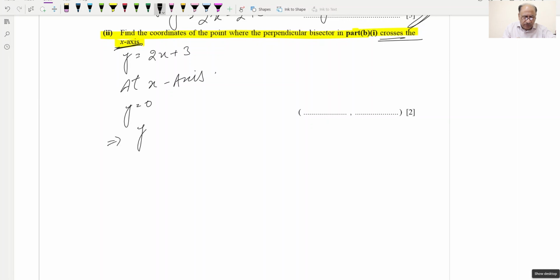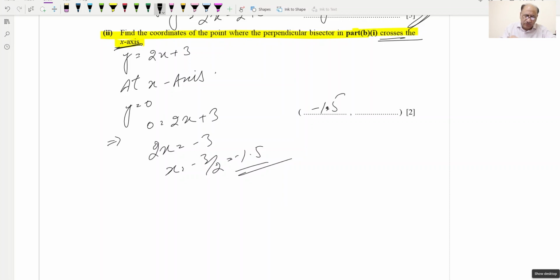So this implies 0 is equal to 2x plus 3. So 2x will be equal to minus 3. So x will be equal to minus 3 by 2, which we can write as minus 1.5. So x value will be minus 1.5 and y value will be 0, which we have taken over here. So it will be a 2-mark question.